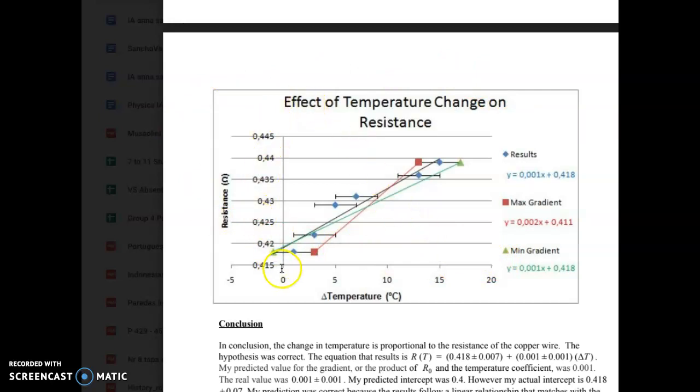Your final graph should have a line which represents the trend. The points should have error bars, and then you need to have a positive and a negative maximum and minimum gradient, right? So lines representing the maximum and the minimum slope, and that would give you 3 equations of the line, which would eventually lead you to your final conclusion.